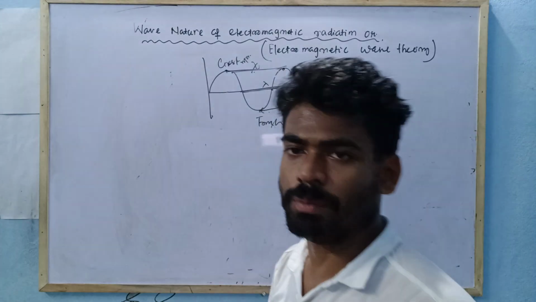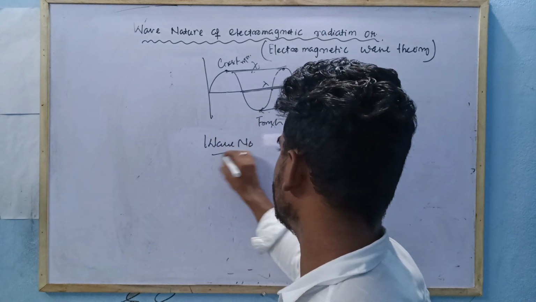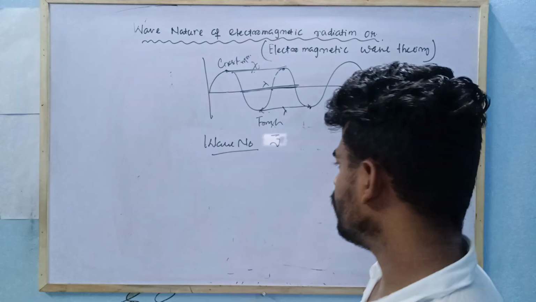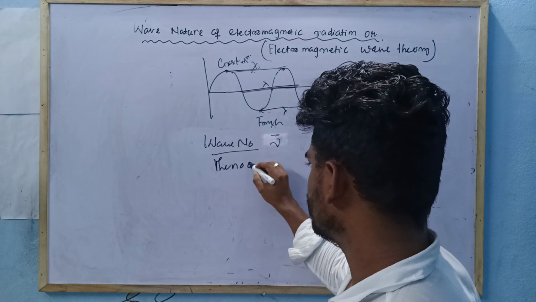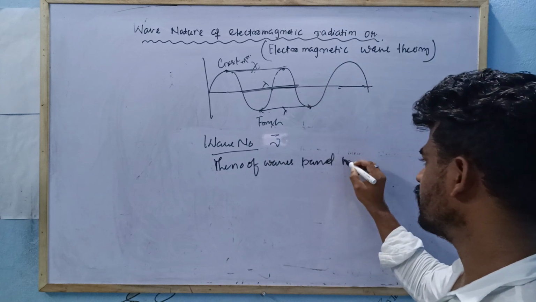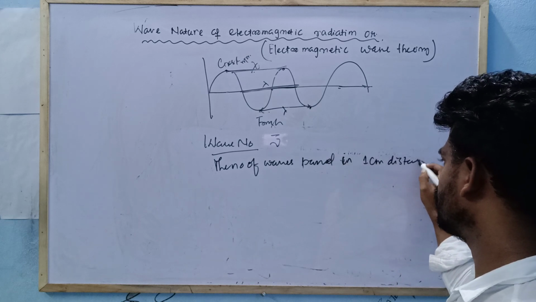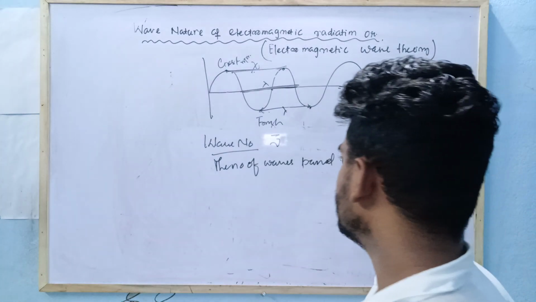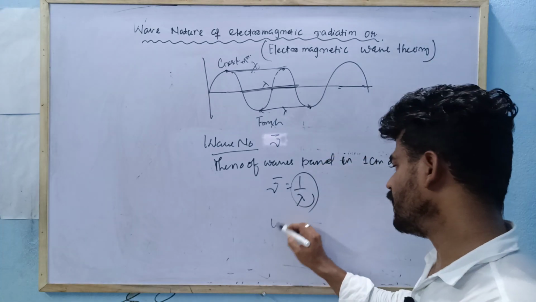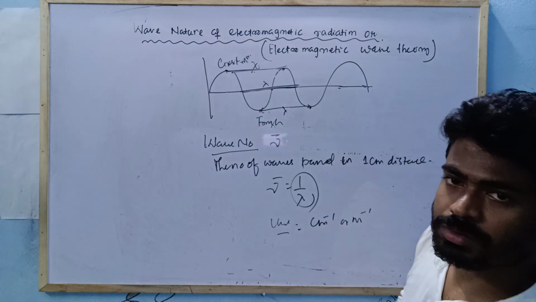Next is wave number, that is represented as nu bar. It is the number of waves passed in 1 centimeter distance. Very simple, this wave number is nothing but the reciprocal of your wavelength. The unit will be centimeter inverse or meter inverse. Clear?